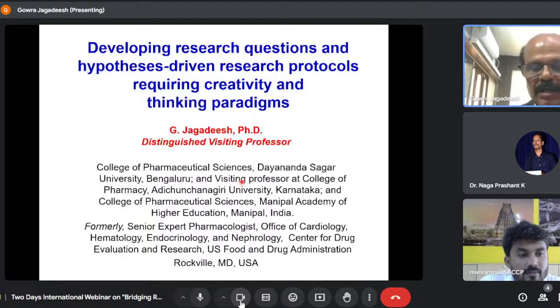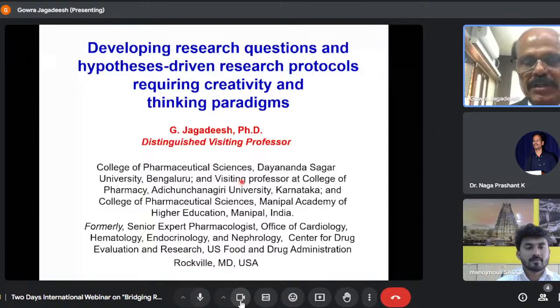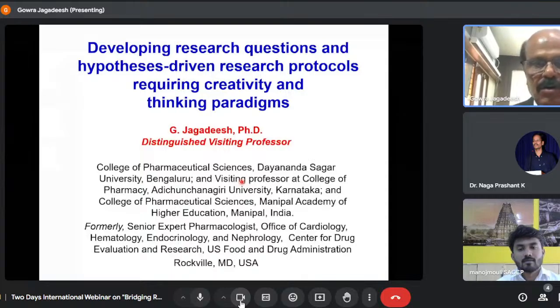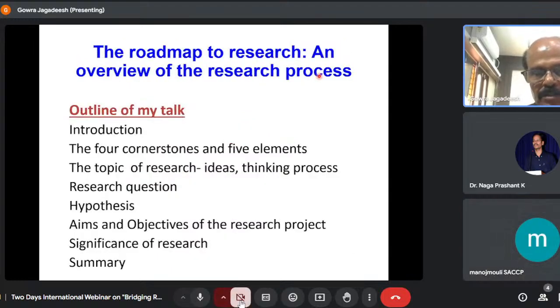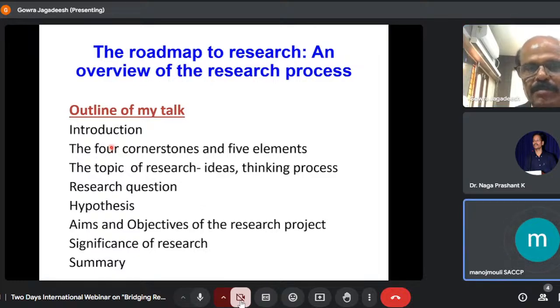So I'll be speaking, and this first part is how you develop research questions and hypotheses based upon your thinking, creativity, reading literature, and other things, and you build up a protocol. This is all about developing research questions and hypotheses which are required for your research protocol. After giving some introduction in a few slides, I'll speak about the four cornerstones that make up your research protocol and the five elements which you can build up in your protocol.